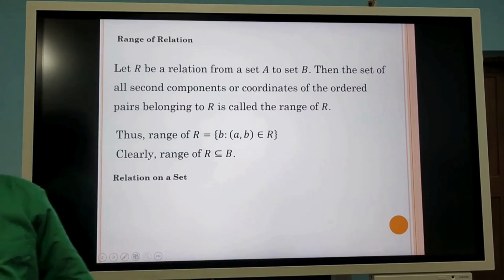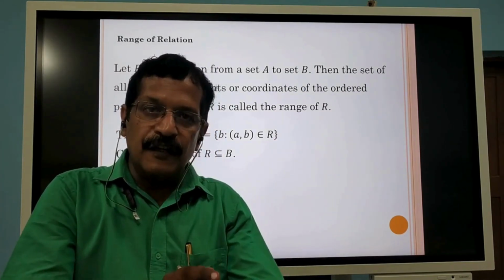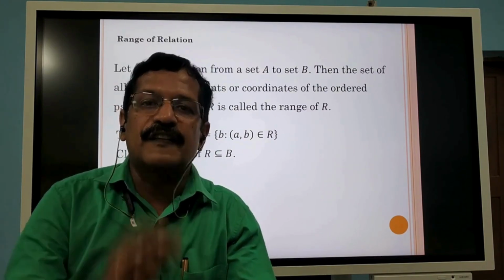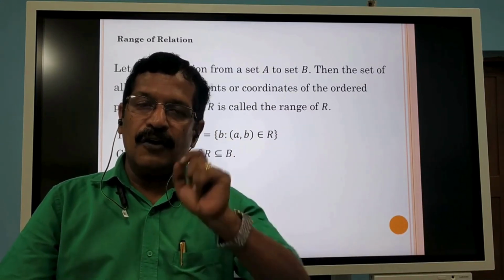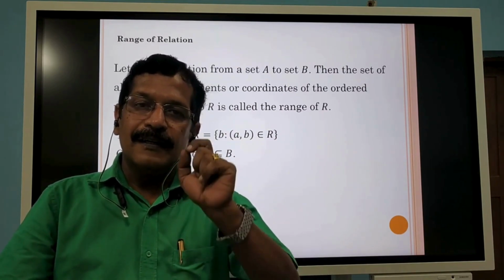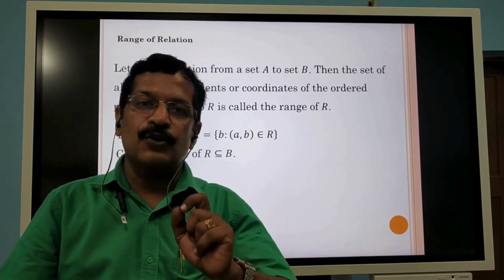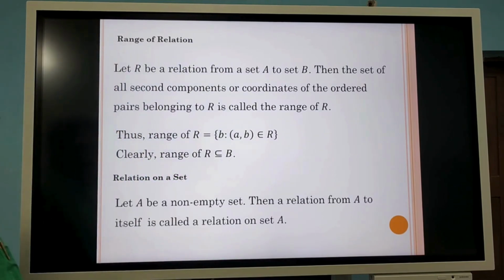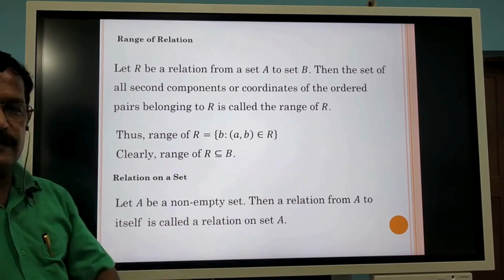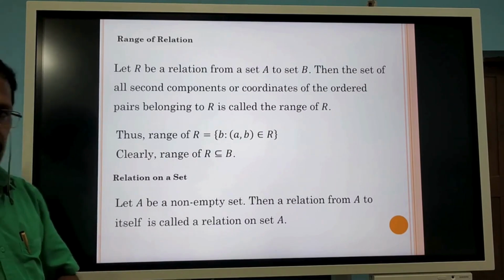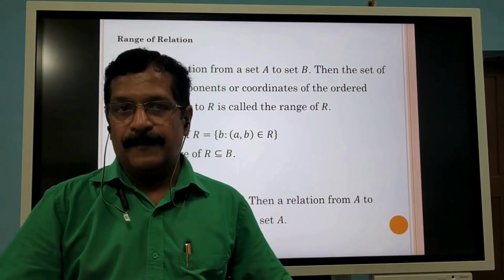Now, relation on a set. What is a relation on a set? A relation from a set A to itself is called a relation on A. In short, a relation on a set A is a relation from A to A, that is, a subset of A cross A. If A is a non-empty set, then the relation from A to itself is called a relation on the set A. Now here, in our class 12, we are discussing relation on a set A generally. Okay?